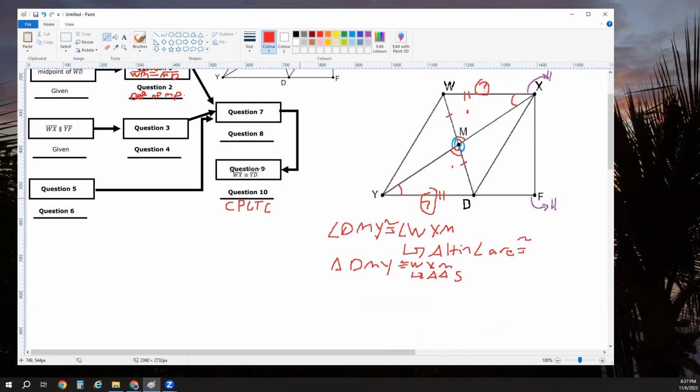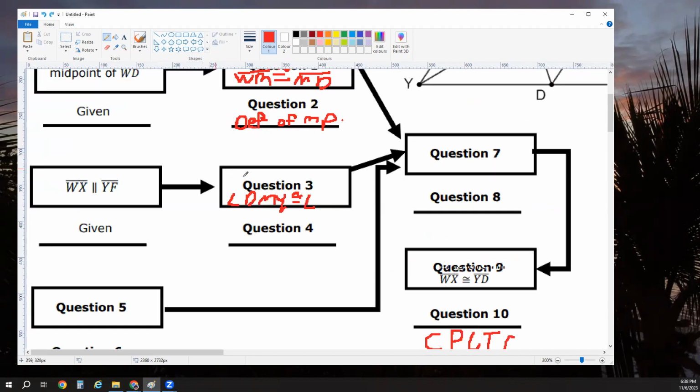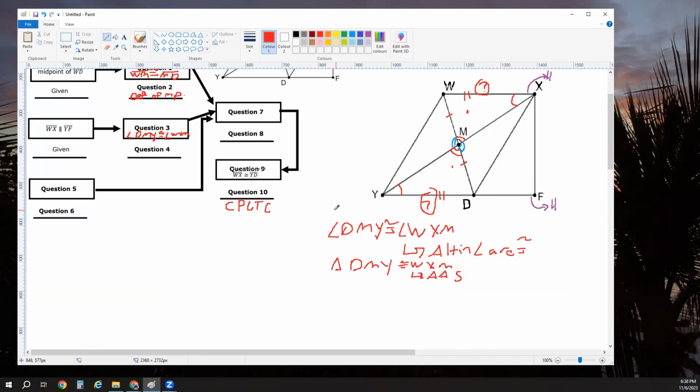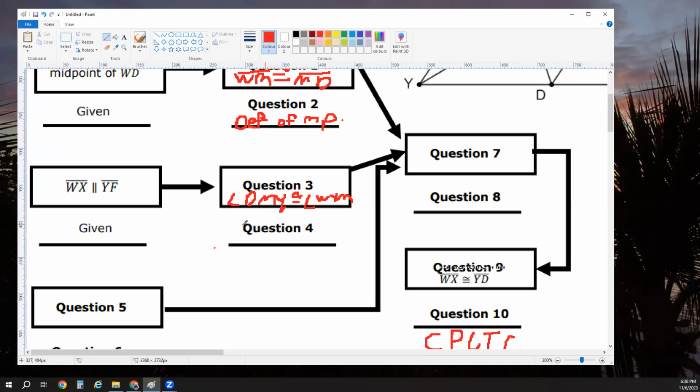This one was the parallel line thing. So we were able to say that because of these parallel lines, we were able to say that angle DMY is congruent to angle WXM. Can't hardly read that. WXM, right? And that's because alternate interior angles are congruent.